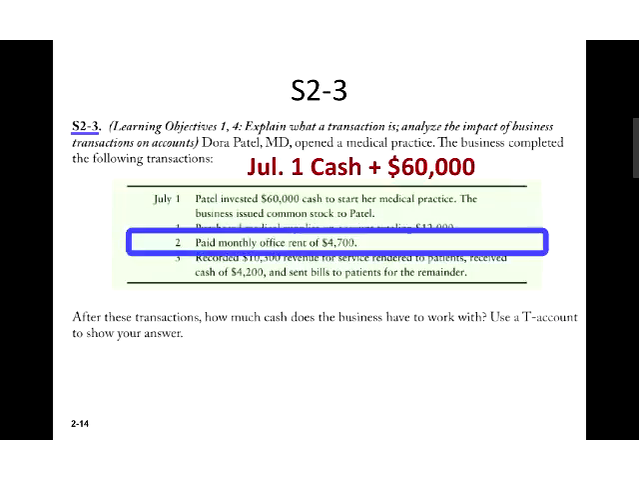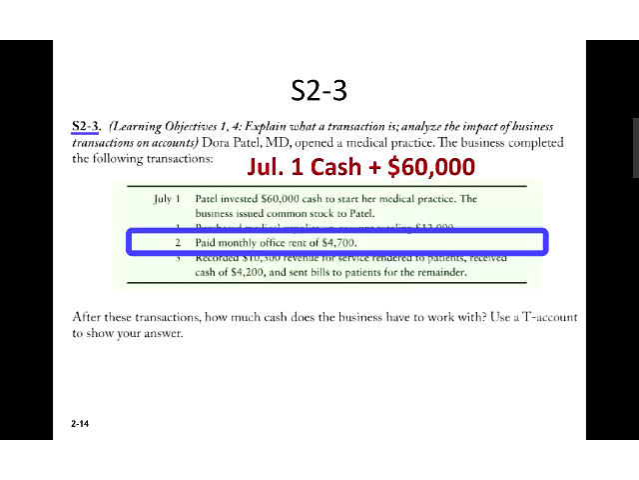Paid monthly office rent of $4,700. So we ask ourselves, is cash involved here? And this is where we have to watch the subtlety of the language. When you see the word paid, unless it said otherwise, that implies that we're using cash. Because how do we pay rent? We're going to pay with cash. So this certainly impacts cash.